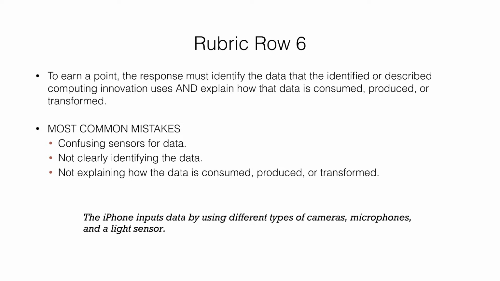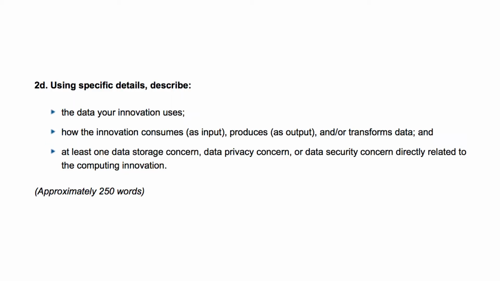You would have to say something along the lines of the iPhone processes pictures and images and audio signals, or if you were writing about text to speech or speech to text, you could basically say the microphone takes in an audio signal, the iPhone transforms it into a text message that you can then send using messages. That would be an example of how you bring in the data, what the data is, and how it's transformed or produced.